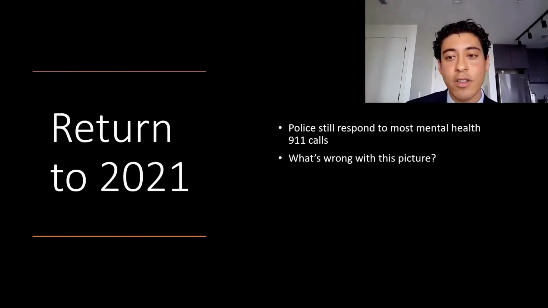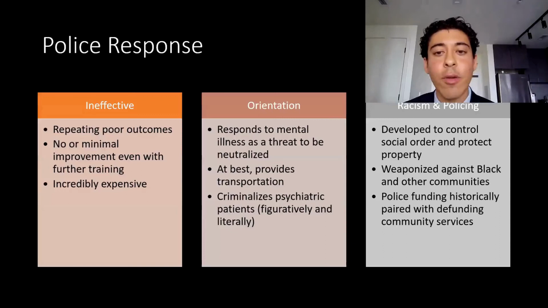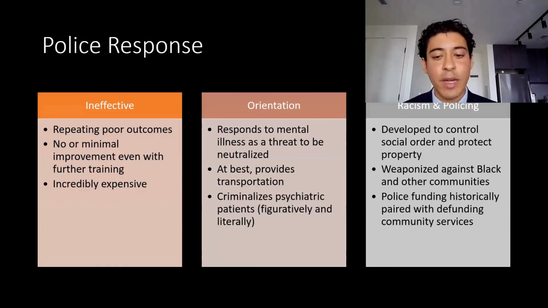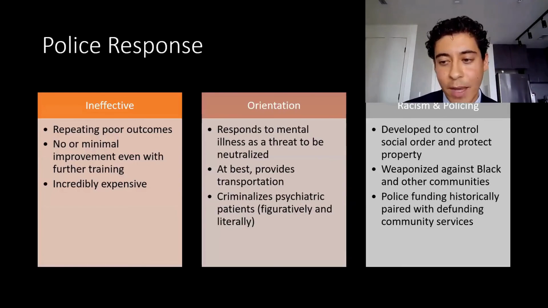So coming back to 2021, police still respond to our mental health calls, and what's wrong with this picture? Police response leads to incredibly poor outcomes, which aren't improved even with further training. Part of the reason is that police are oriented to law enforcement and safety and respond to mental illness as a threat to be neutralized. And the best response perhaps that we can expect from police in an acute situation is that they provide transportation to the hospital. So back where we were in the 1950s.